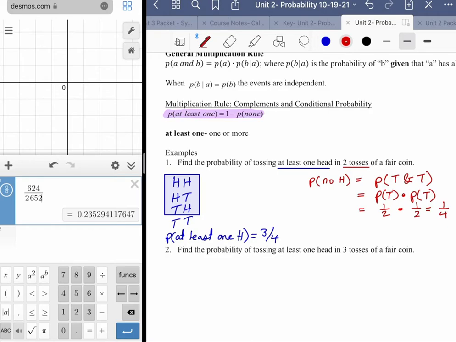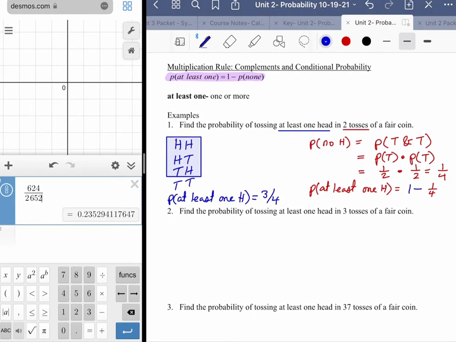Now, if we know that complements in probabilities add up to 1, and complements are opposite events, then all we would have to do to find the probability of getting at least one heads is subtract this number from 1. And the result would be what we got before when we did it out by listing the entire sample space.